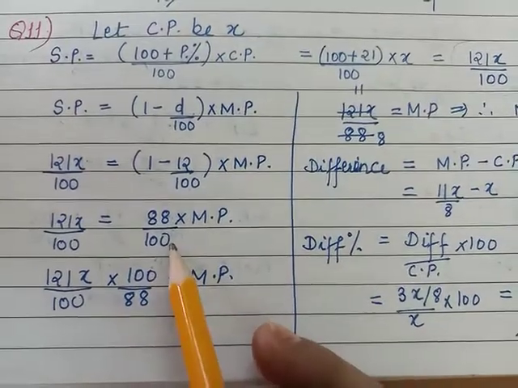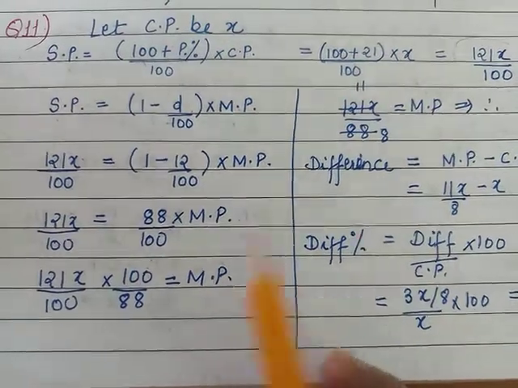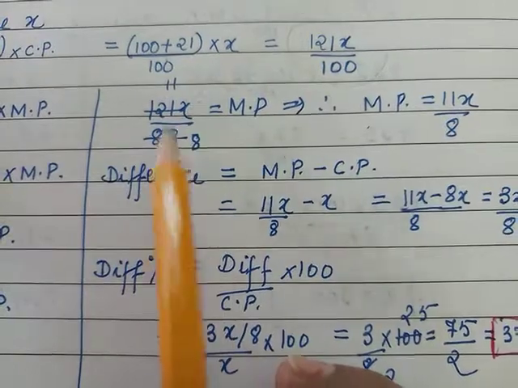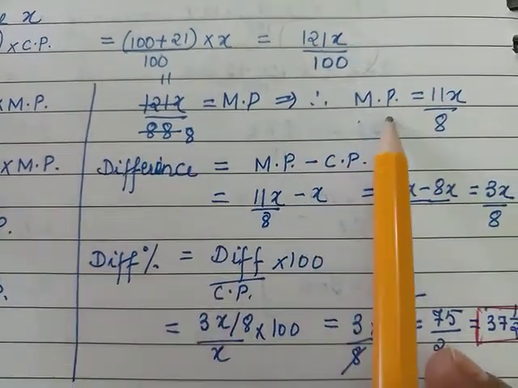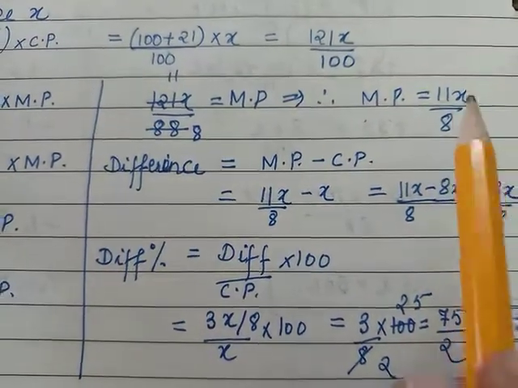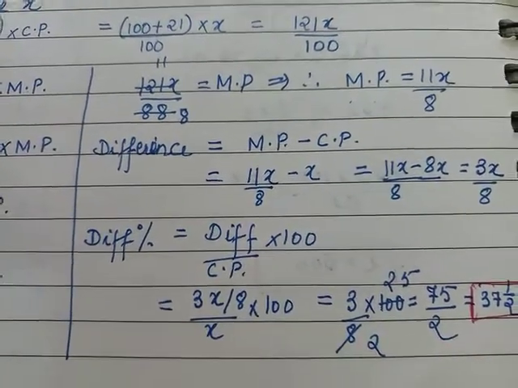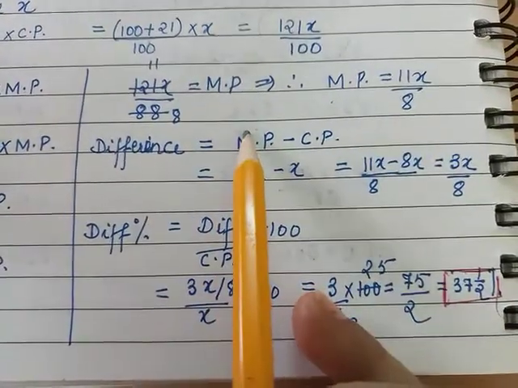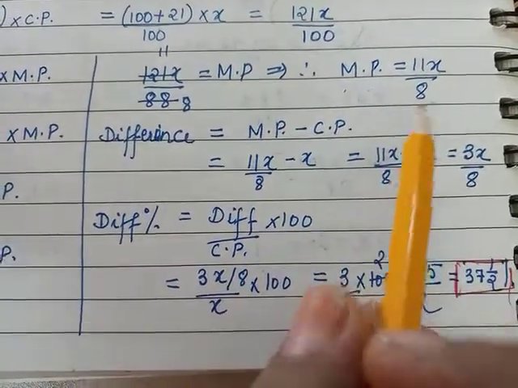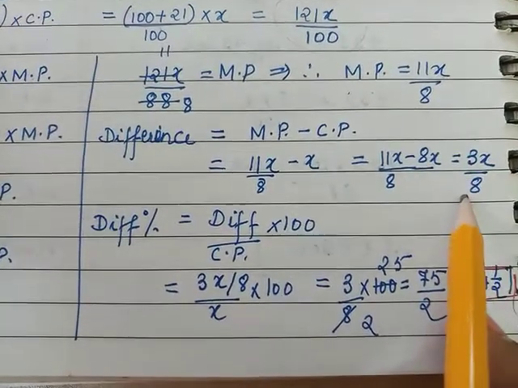So that becomes, and we transpose it to the other side, that becomes 100 upon 88 into mark price. When we calculate it, it becomes 121 upon 88, which gets cancelled with 11, and the mark price in terms of X becomes 11X by 8. Now we are finding how much higher the mark price is than the cost price. So we find the difference between mark price and the cost price as we are comparing them. So we get 11X by 8 minus X, that becomes 3X by 8.